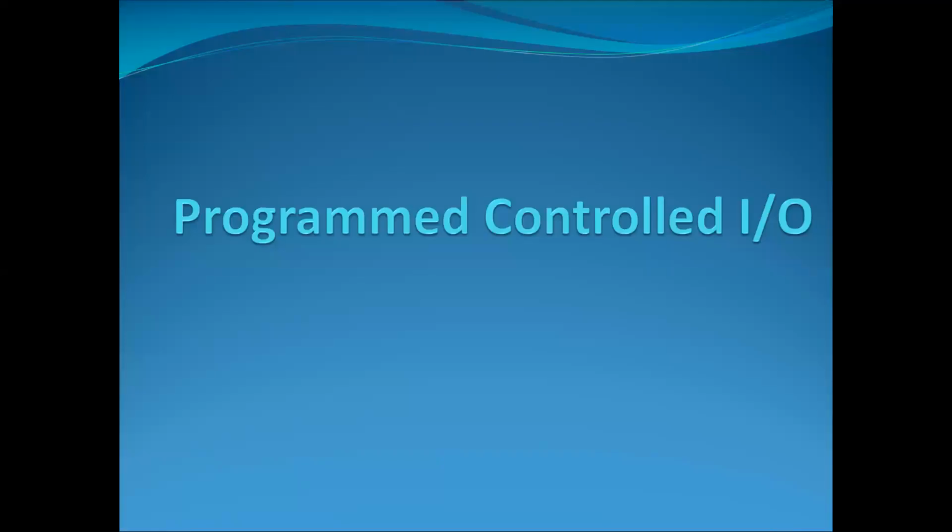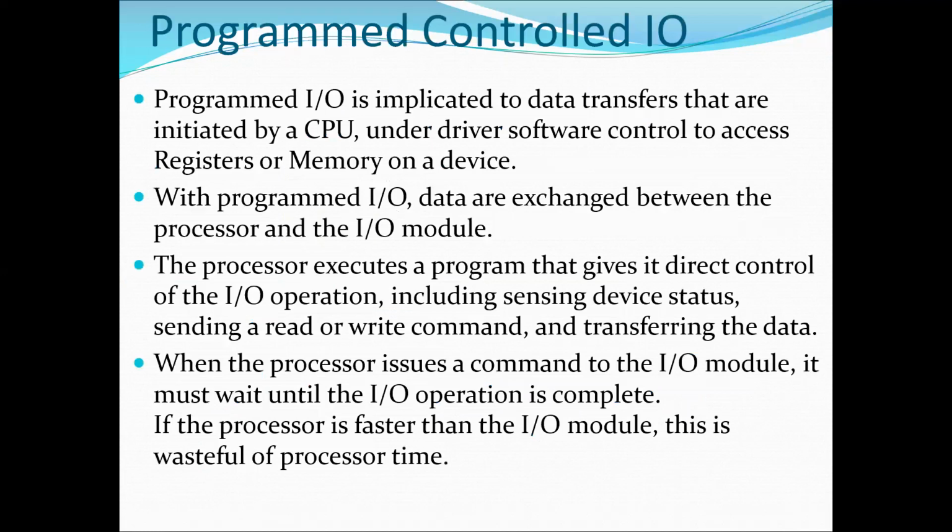Coming to the first one, program controlled IO. As the name suggests, in program controlled IO, the entire IO operation is controlled through a program which is governed by the CPU, by the processor. So the CPU monitors the entire IO operation. At the time the IO operation is carried out, the CPU is busy throughout. It is monitored by the CPU itself. And for this, it uses some status registers to check the status of these IO devices.